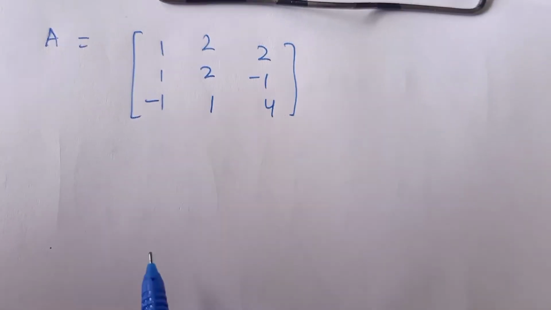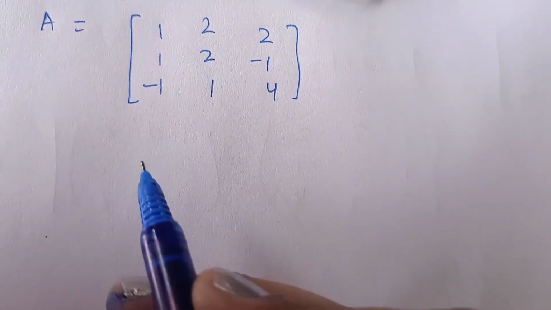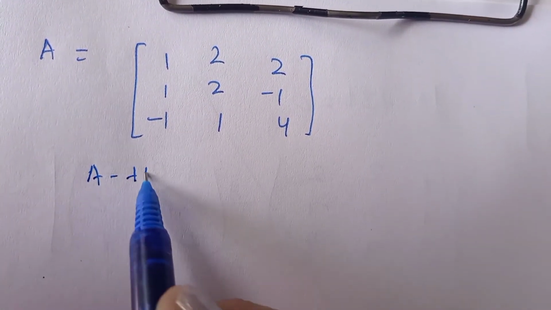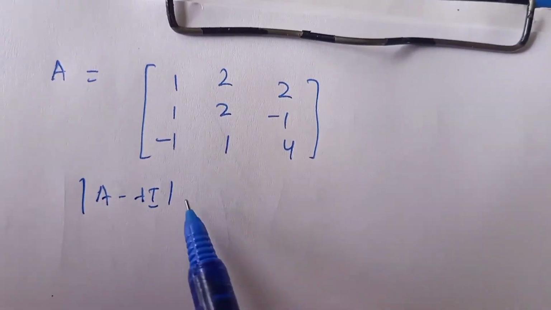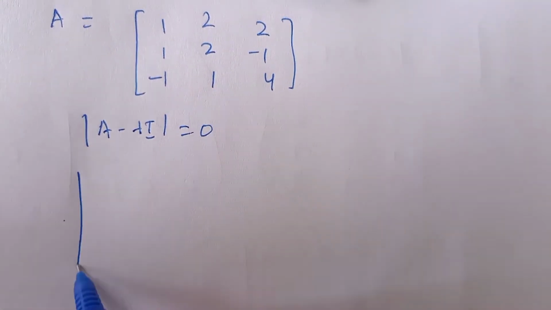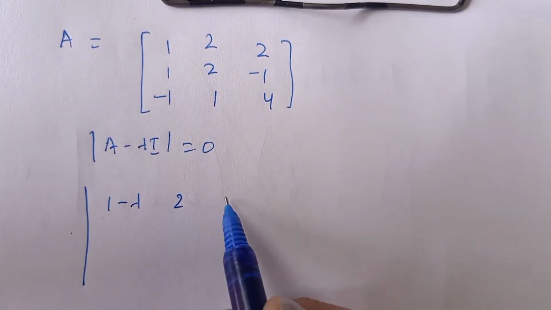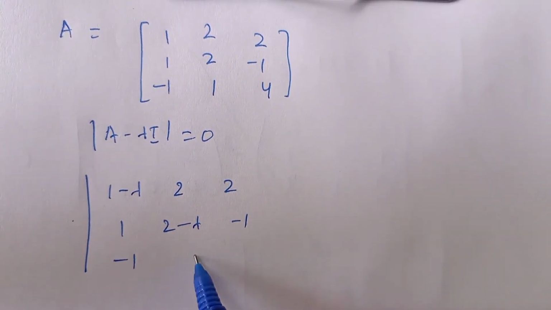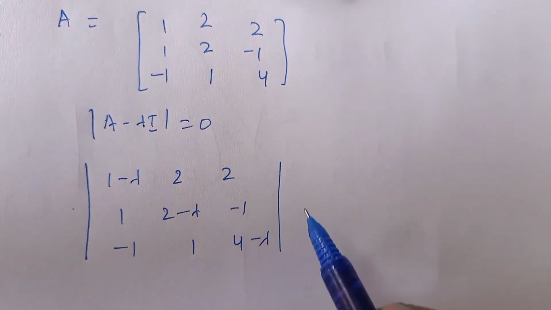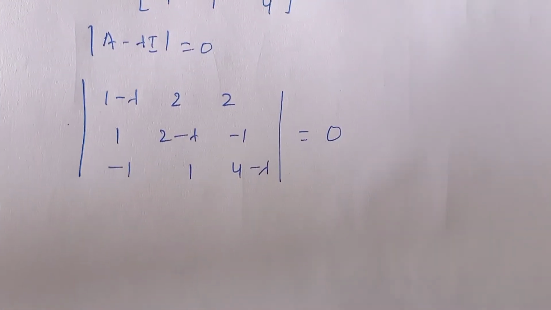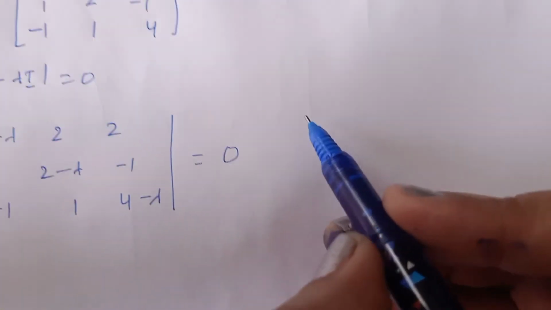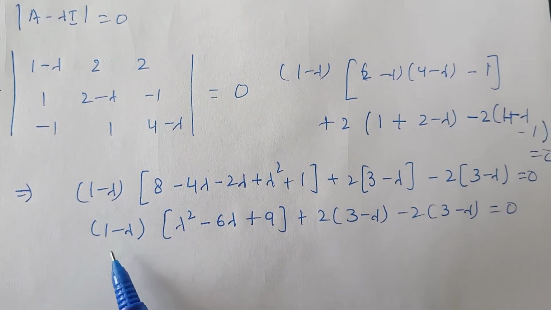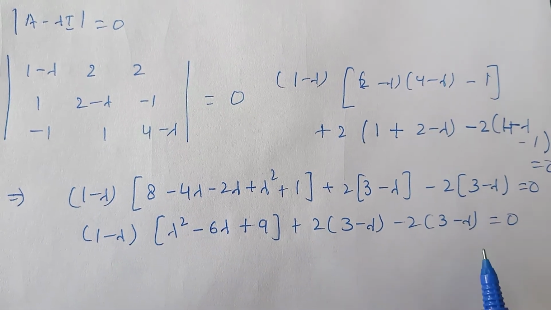So next I am taking an example of a 3 cross 3 matrix to find eigenvalues and eigenvectors. First of all, I am writing the characteristic equation: the determinant of A minus lambda I equal to 0. So that will be 1 minus lambda, 2, 2; 1, 2 minus lambda, minus 1; minus 1, 1, 4 minus lambda, determinant equal to 0. Solving this determinant, we will obtain this quantity.